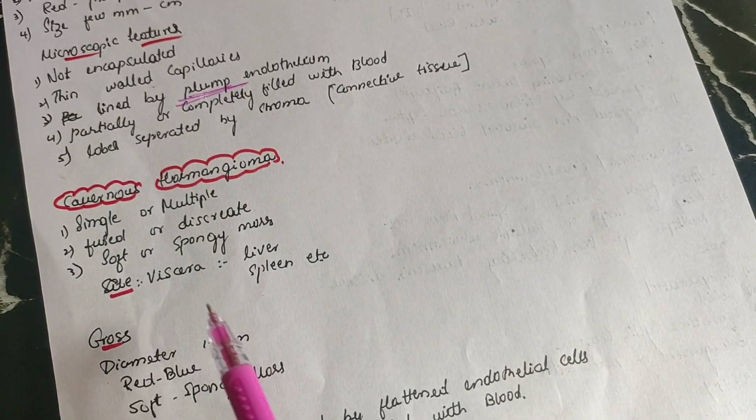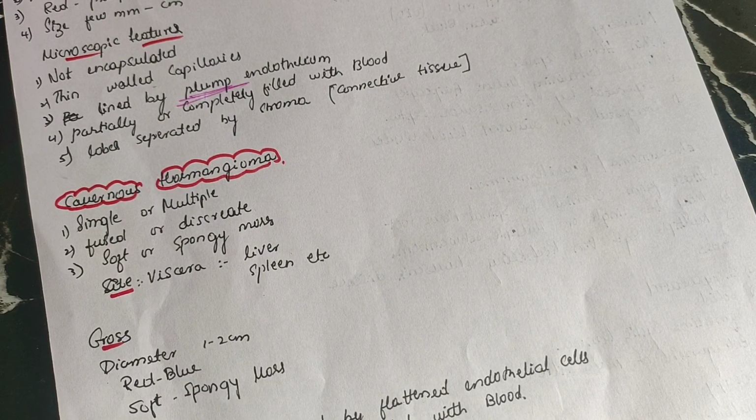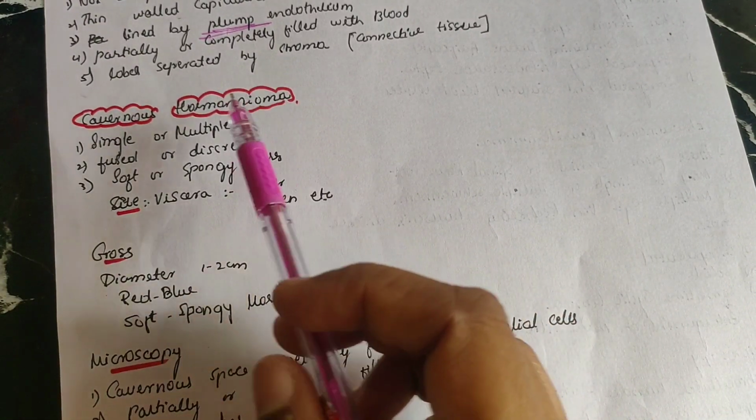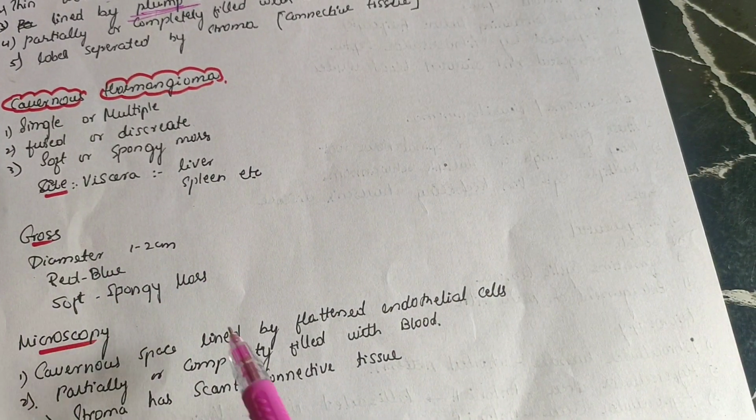Now cavernous hemangioma. Cavernous hemangioma may be single or multiple. If multiple, they can be fused or present in a discrete form. It is also spongy and soft to touch. It occurs in visceral organs like the liver and spleen. Gross features: 1 to 2 centimeters, red and blue as in capillary hemangioma, and soft and spongy to touch.